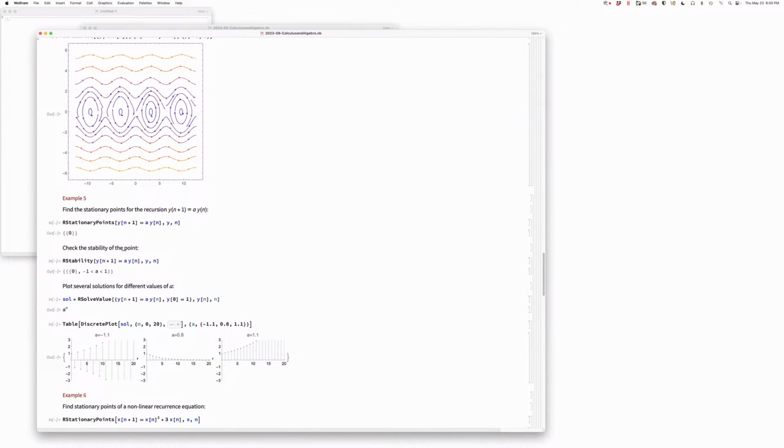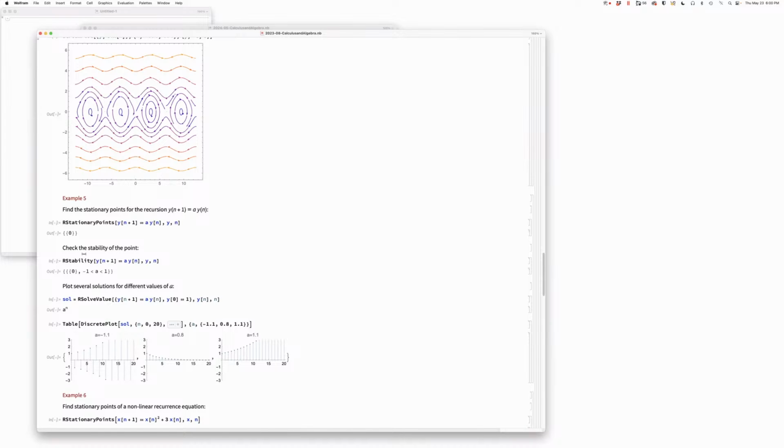What is this? This is a recurrence, so it's a difference equation. What is stability for a recurrence? A stationary point is the first thing. A stationary point means that the next point is the same as the previous one.